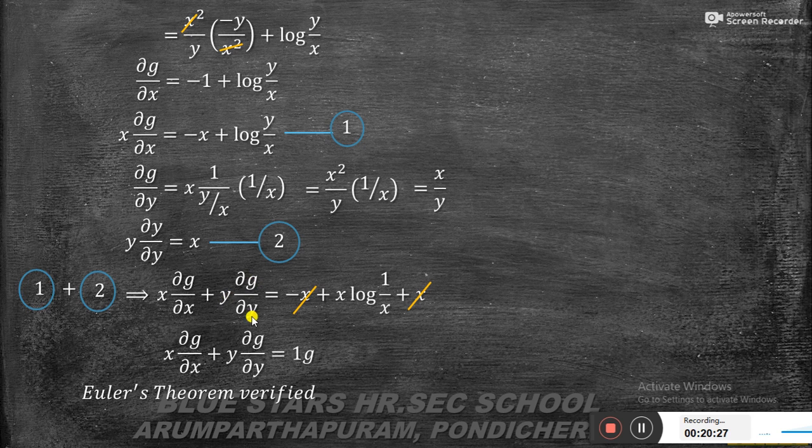plus y into ∂g/∂y equal to, the equation is minus x plus x into log of y by x plus x, minus x plus x cancelled. So this is x into log of y by x. This is the given function. So this is the g, therefore this is the Euler's theorem we verified. We proved the Euler's theorem. This function satisfies the Euler's theorem.